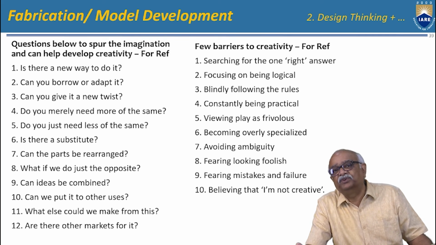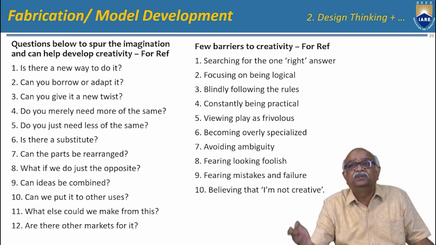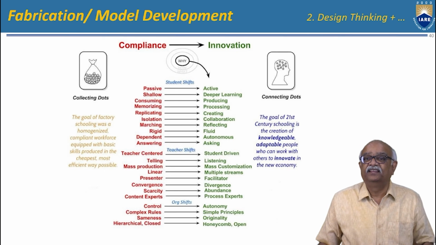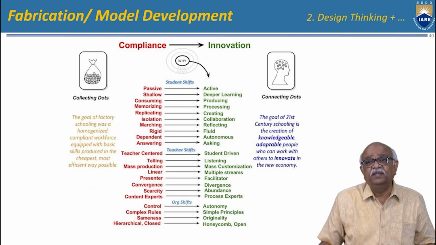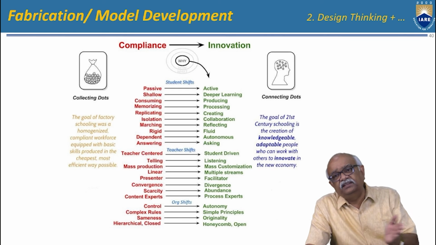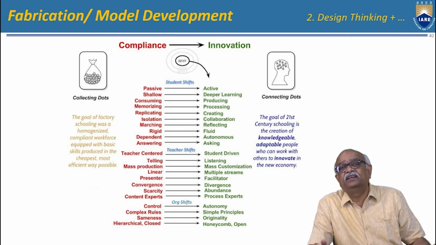That is, by this type of questions, by this type of squares, by this type of dots, when you connect them, you get a better one. That's what compliance or innovation is. If you see, collecting the dots and being passive, consuming, memorizing, replicating, all these are one type. Against that, innovation is active: learning, producing, processing. These are all skills you can definitely try, learn and develop so that you become creative.